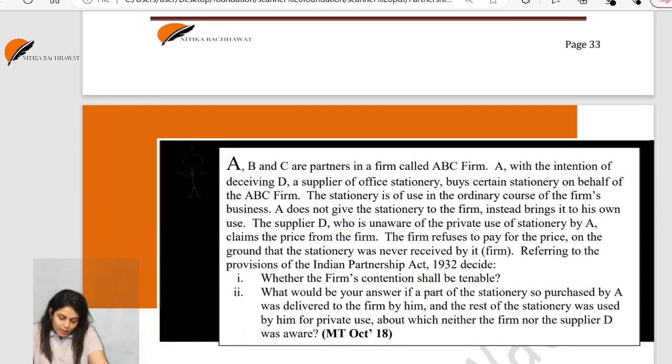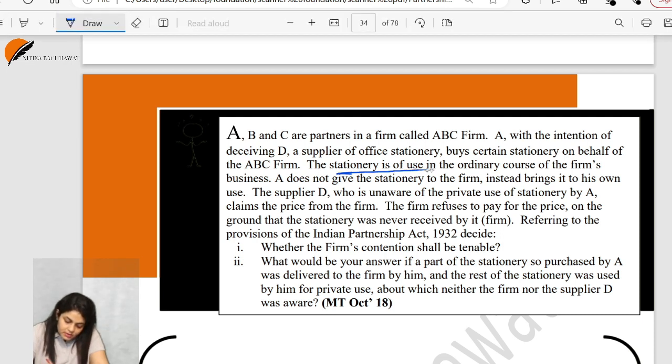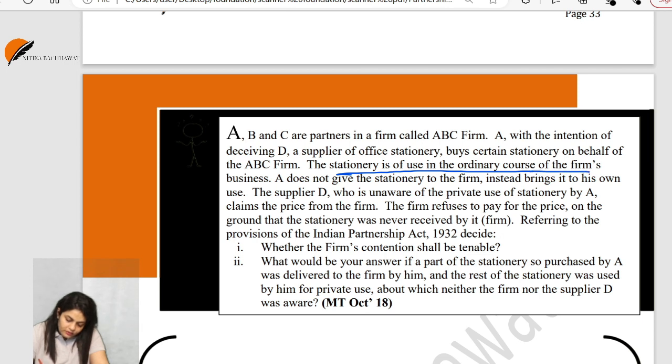A, B, and C are partners in a firm called ABC firm. A, with the intention of deceiving B, a supplier of office stationery, buys certain stationery on behalf of the firm. The stationery is of use in the ordinary course of the firm's business. A does not give the stationery to the firm, instead brings it to his own use. The supplier D, who is unaware of the private use, claims the price from the firm. Is the firm liable? Is the act done in the ordinary course of the business?